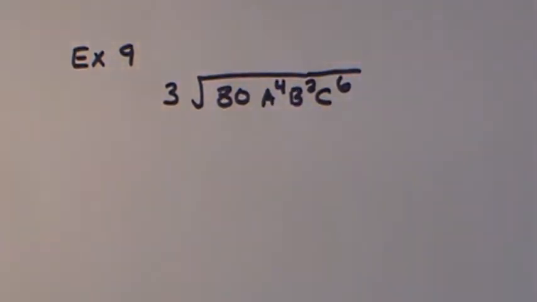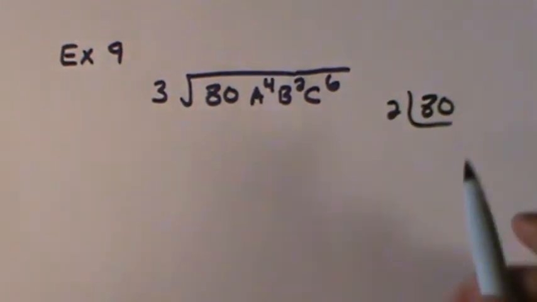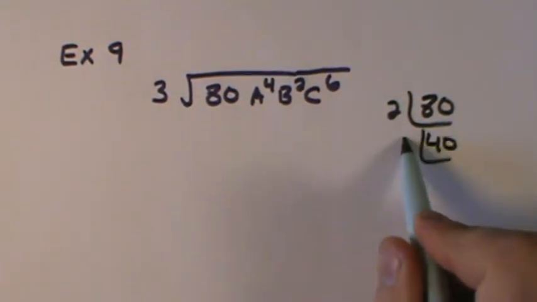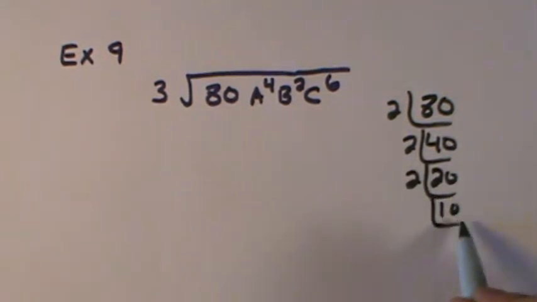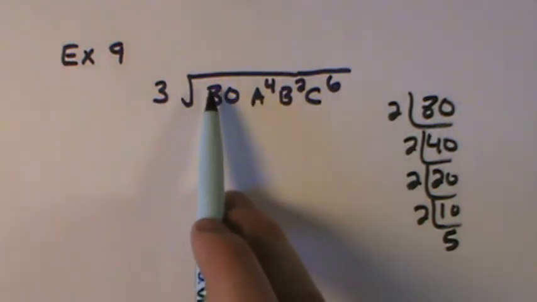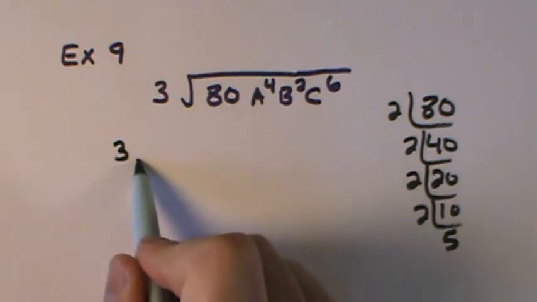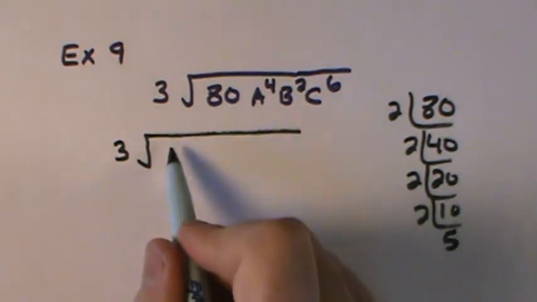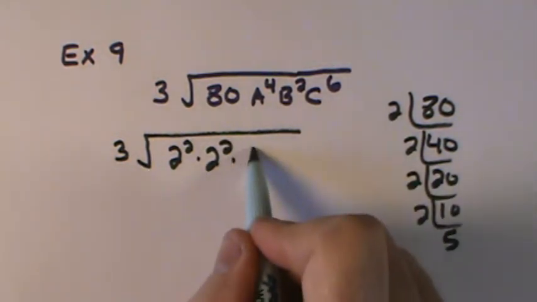We start with the number. We want to break that down. And so we look at 80. I can divide it by 2. Takes me to 40. Divide by 2. Takes me to 20. Divide by 2. Takes me to 10. Divide by 2. Takes me to 5. So when I look at this, I'm looking for pairs so that I can bring them out. I have 2 sets of 2. So I can look at this as 3 square root of 2 squared, 2 squared, 5.